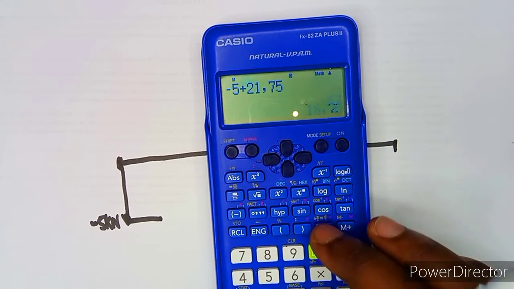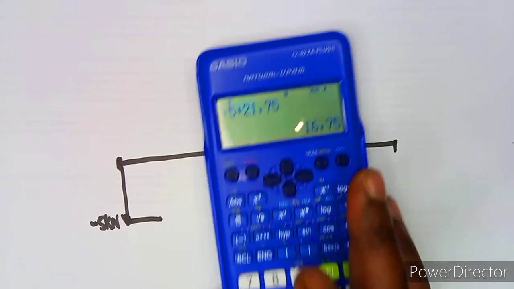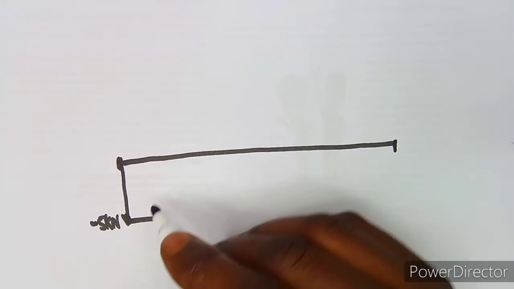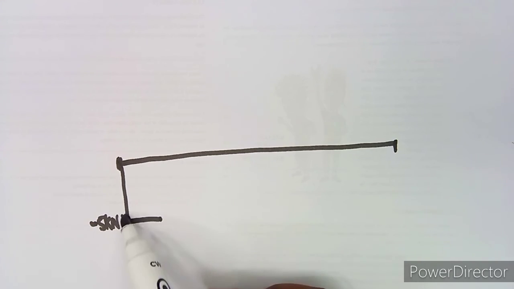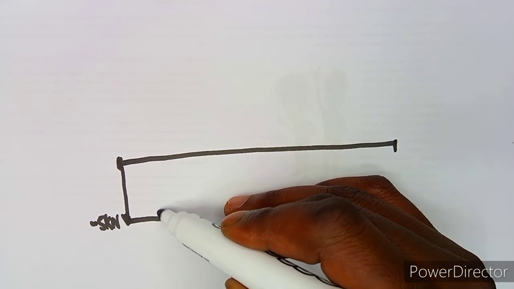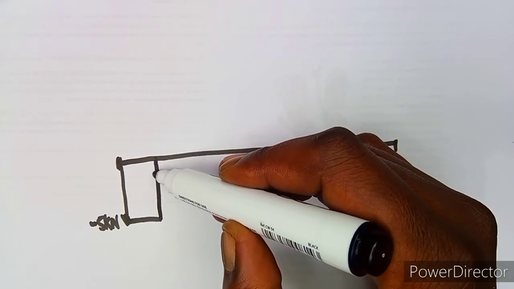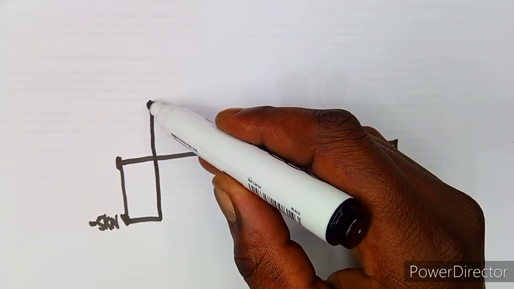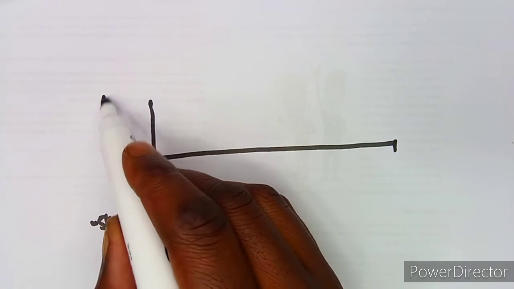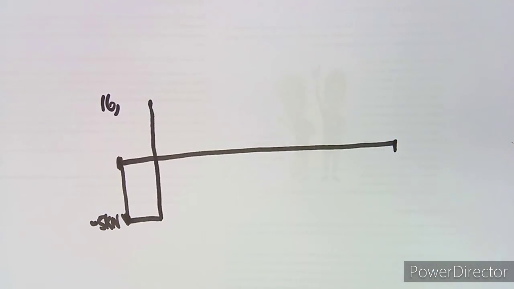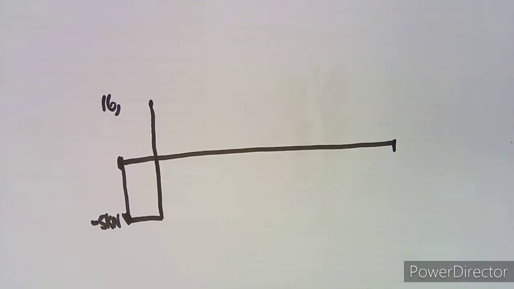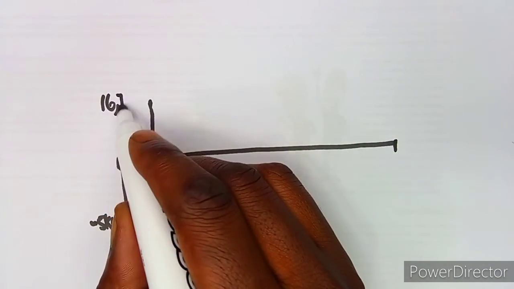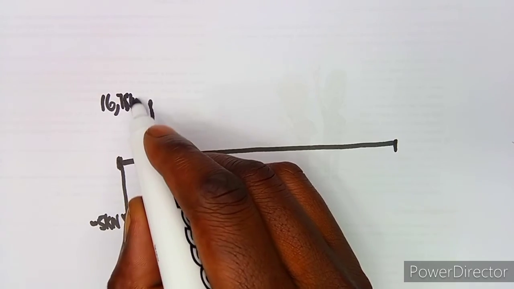So we are going to obtain 16.75. As you can see, if you do the proper measurement, 16.75 is going to be above the line, because this is actually -5. So it's going to be on top of the line, somewhere here. Remember what you obtained from your calculator here, 16.75. So you're going to have 16.75 kilonewtons.